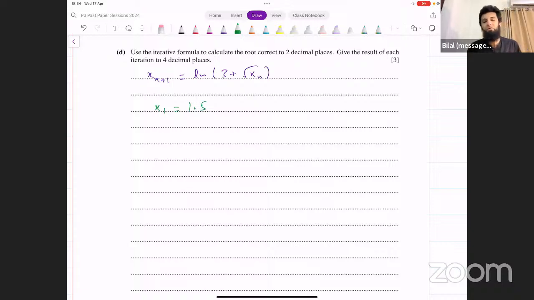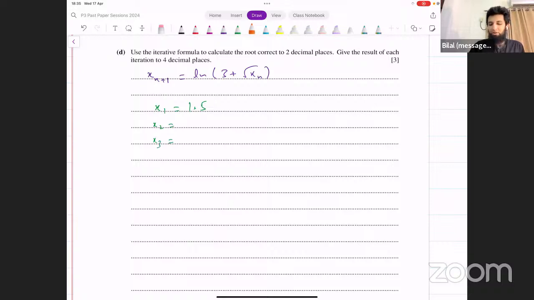Although even if you were to use another value between 1 and 2, 1.4, 1.6, 1.7, you would eventually get the correct result at the end. But generally in the marking schemes, they use the midpoint. So that's what you should do. Use the midpoint. Okay, start from that. And then you have to find x2, x3, x4, and so on. How is this going to work?